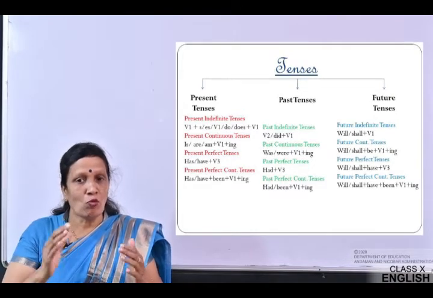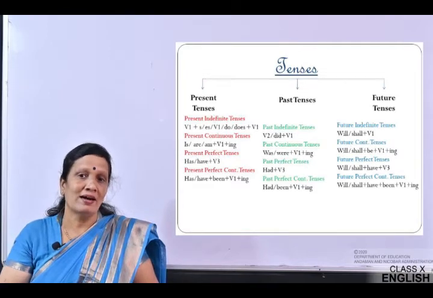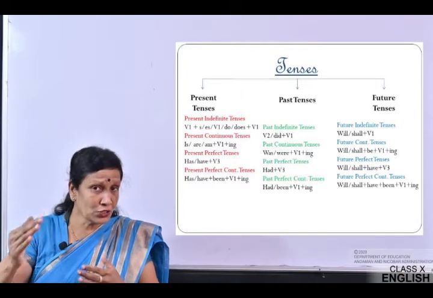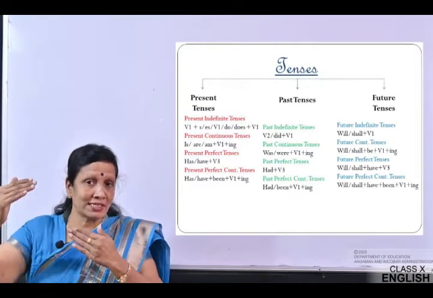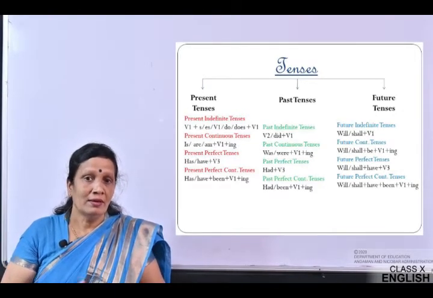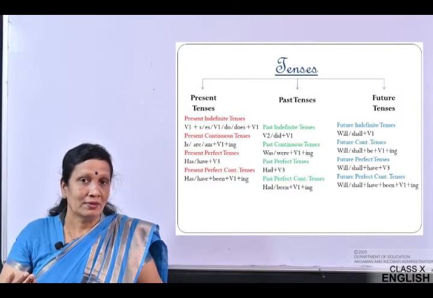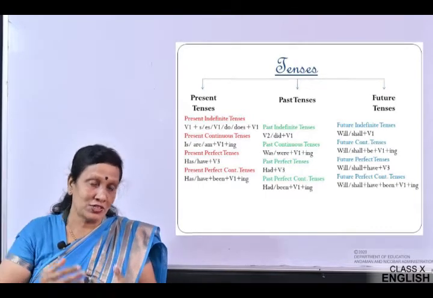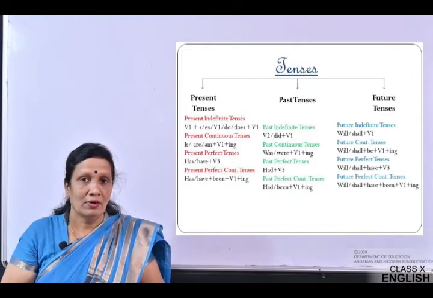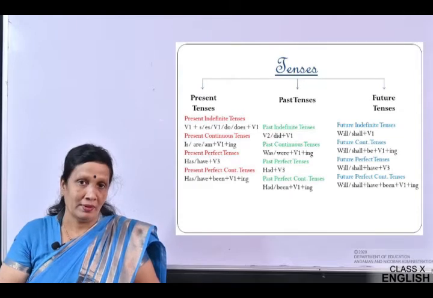Continuous tense: was or were plus the first form of the verb plus ing. As I told you, all the continuous tenses will have ing with them. The children were playing. The teacher was teaching. For singular was and for plural were, and the ing form.